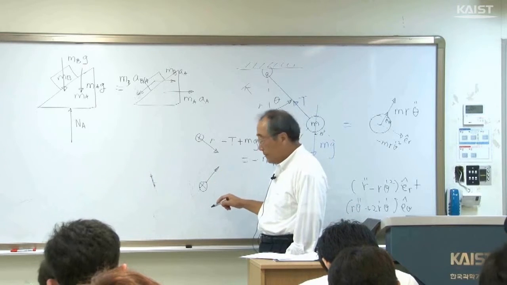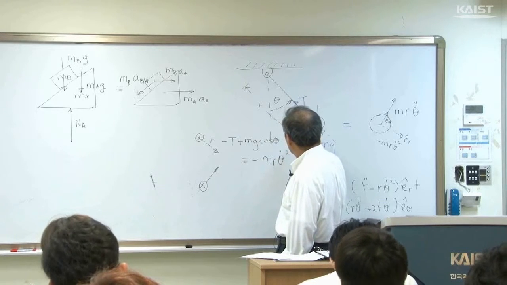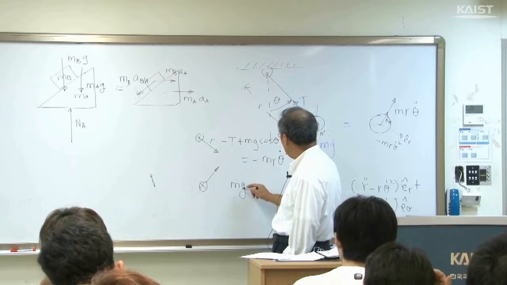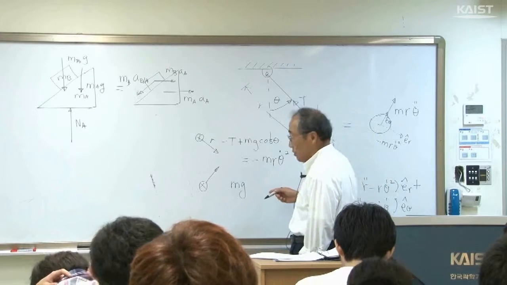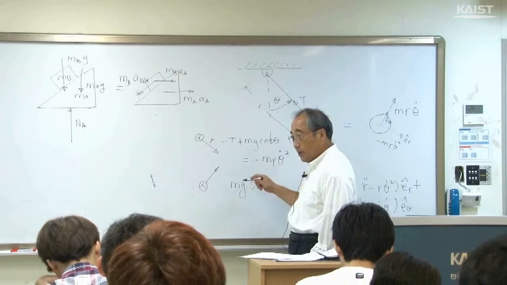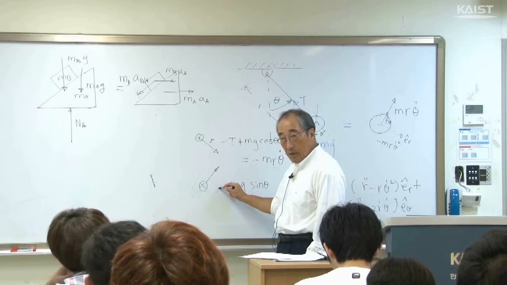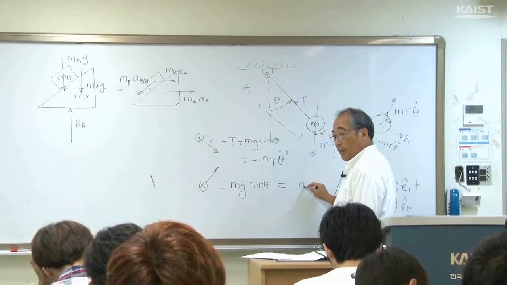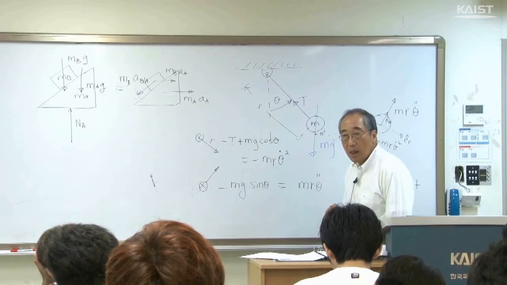And then theta coordinate, then I can see no tension contribution, but there is contribution of mg in this direction. That is mg what? Sine theta. But in this direction, therefore, according to this sign convention, I have to put minus. Okay? That has to be equal to m r theta double dot. All right?